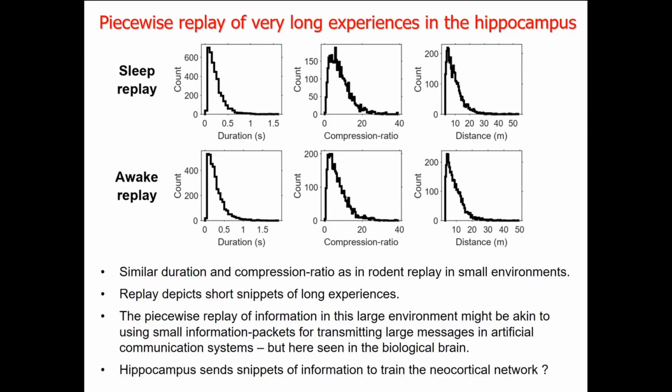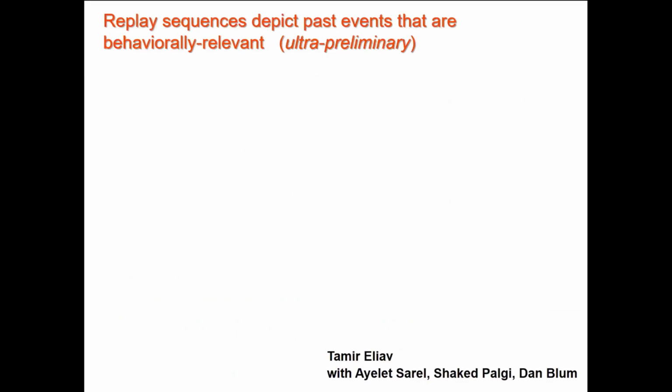Another interpretation: we talked to people who worked on deep neural networks, and when one network is training another network, the classical way is to transfer short snippets of information in a random manner, very similar to what we are seeing here. These people have been telling us this looks very similar, so maybe the idea is that the hippocampal network is training the neocortical network, just like people are doing today in deep neural networks. So these are some possible interpretations of what we are seeing here. In any case, it's very different from what you find in small environments, and it's very intriguing.